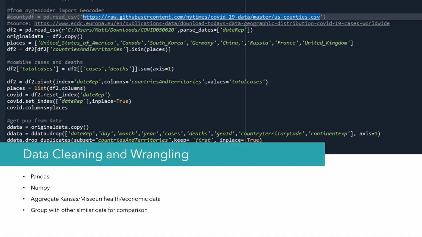Moving on. So data cleaning and wrangling, I used, again, Pandas, NumPy, and then some of the big challenges were aggregating Kansas and Missouri health and economic data. And I really just wanted to group it with other similar data for comparison, to show kind of what's a good outcome, what's a bad outcome, etc.